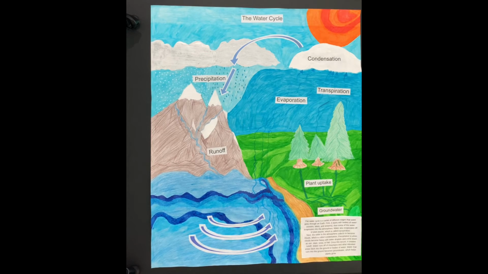Now I'm going to read my description of the water cycle. The water cycle is a series of different stages that water goes through on Earth. First, it starts with bodies of water, oceans, lakes, and streams. Then some of the water evaporates into the atmosphere. Water also evaporates off of plant leaves, which is called transpiration.